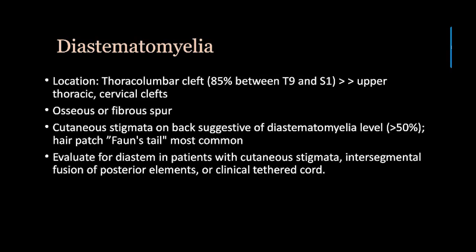In terms of location, the most common location is the thoracolumbar levels. 85% of cases take place between T9 and S1, and much less commonly they can be seen in the upper thoracic or cervical levels. As we said on the previous slide, we could have an osseous or fibrous spur. Cutaneous stigmata on the back are suggestive of diastematomyelia in more than 50% of cases. For example, most commonly a hair patch could make that indication. And it's important that whenever in a patient we see cutaneous stigmata, intersegmental fusion of the posterior elements, or clinically tethered cord, we think and we search for diastematomyelia on our imaging.